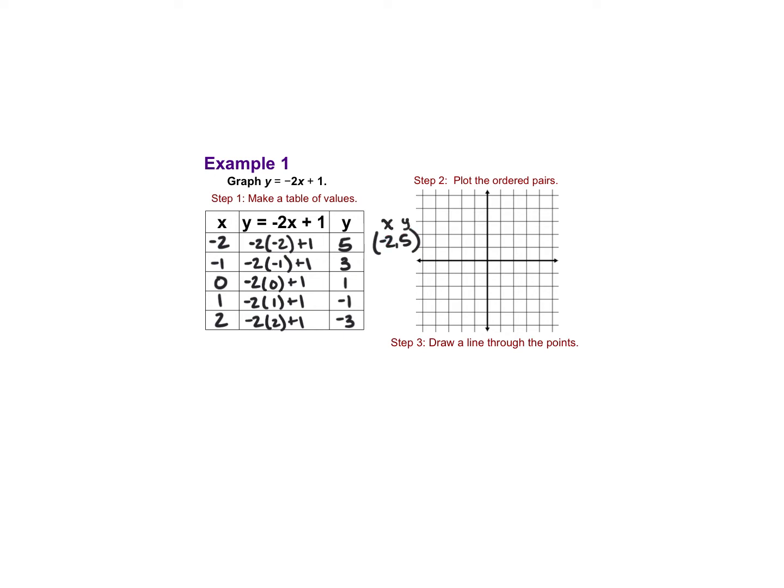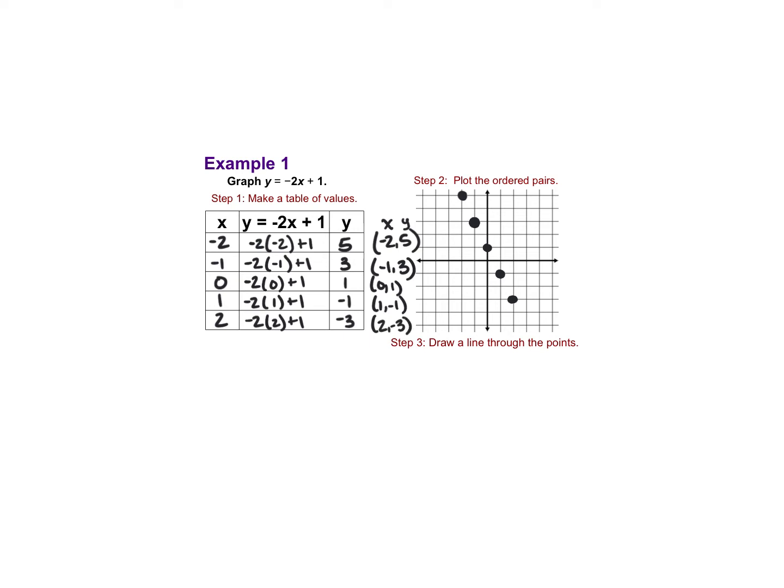So I come over here to my graph and I start at the origin and I go to negative 2 and up to positive 5 and I put a point there. And I keep going. This one is negative 1, 3. So start, go to negative 1 and then go up to positive 3 and put a point there. 0, 1. Start at 0, I go up to 1, there's my point. 1, negative 1, and 2, negative 3. So that was step 2, plot the ordered pairs. And there's the rest of your ordered pairs.